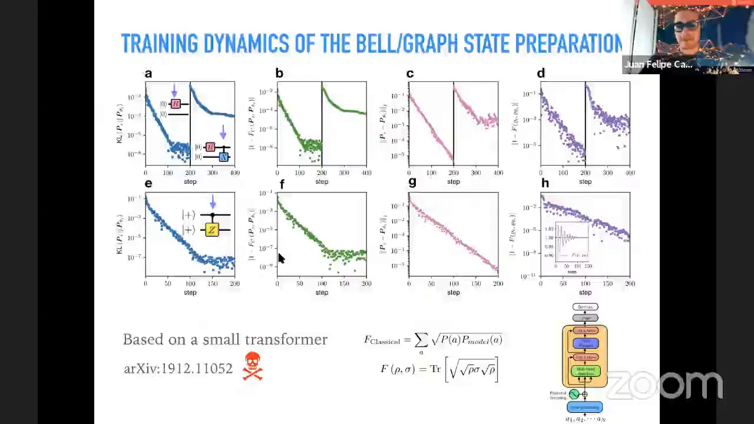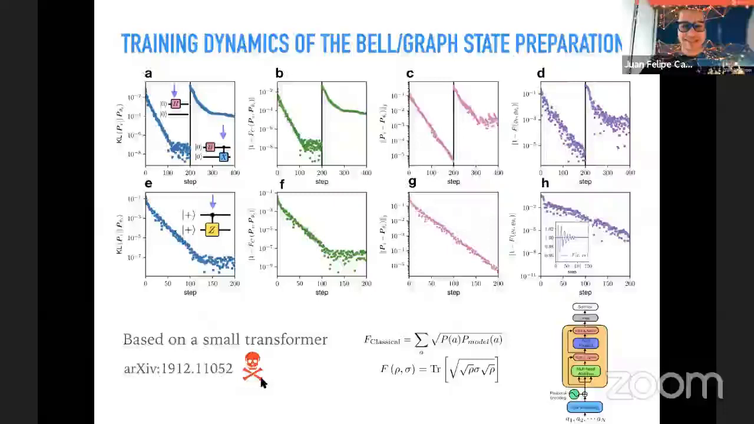And the simulations are based on a transformer. These observations are in this paper from last year that we haven't been able to publish. It's been rejected, I think, three times already. So that's for two qubits.